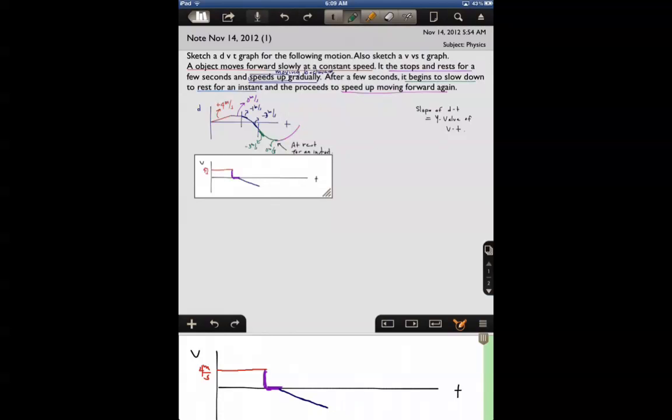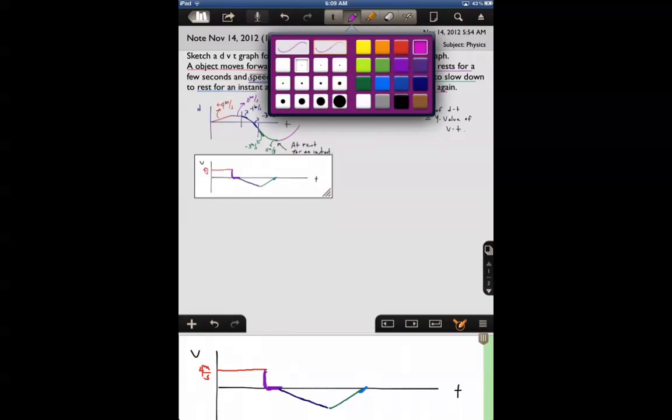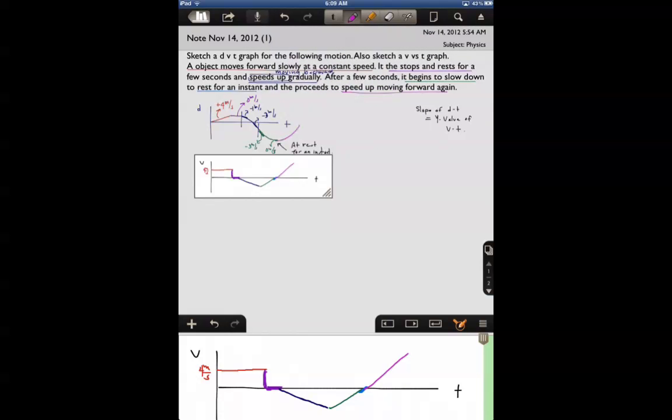Try to make that straight. Now, we said that the object was at rest for only an instant, so that means I'm going to pass through velocity 0, but unlike the purple case, I'm not going to stay there. I'm just passing through. And then now I have a line going like this because I'm showing an object that is speeding up moving forward.